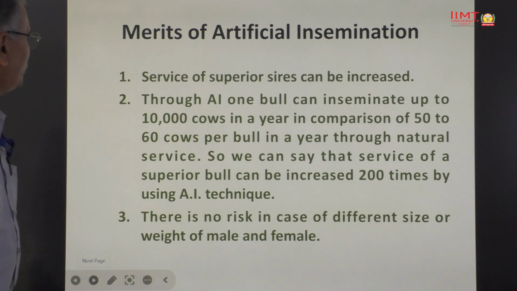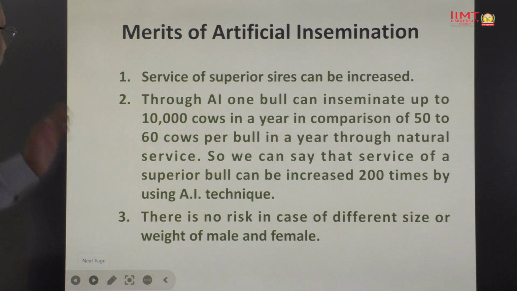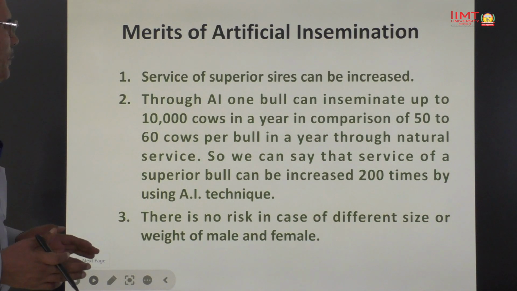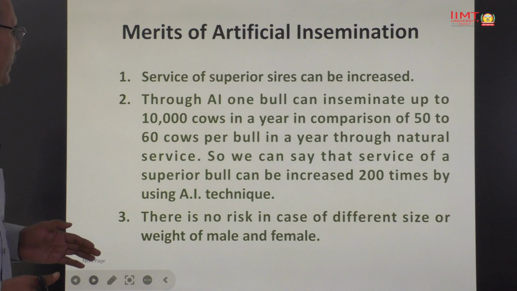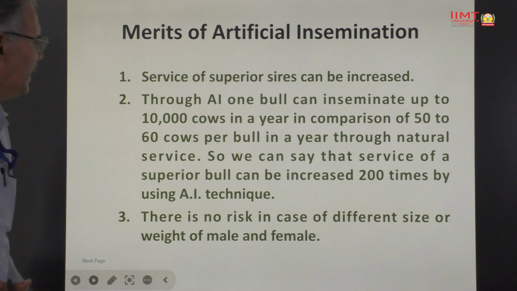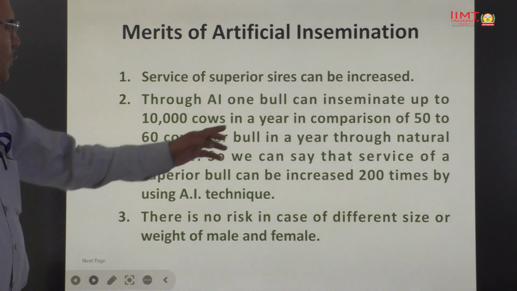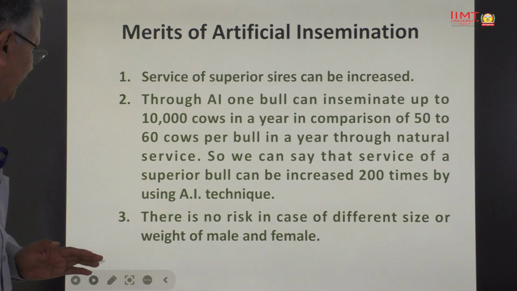Number 1, service of superior sire can be increased. Through artificial insemination, one bull can inseminate up to 10,000 cows or 10,000 buffaloes in a year, in comparison to 50 to 60 cows or buffaloes per bull in a year through natural service. So we can say that service of a superior bull can be increased 200 times by using artificial insemination technique.